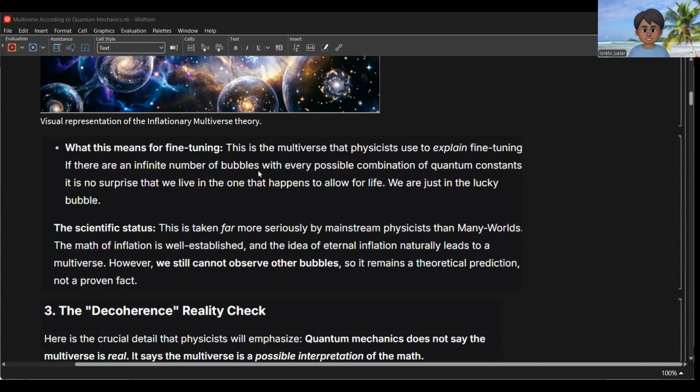If there are an infinite number of bubbles with every possible combination of quantum constants, it is no surprise that we live in the one that happens to allow for life. We are just in the lucky bubble.